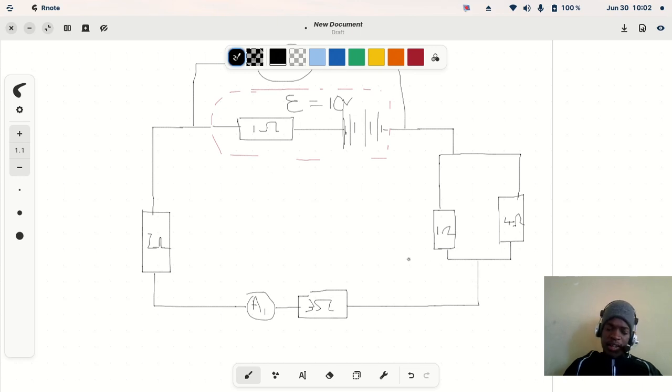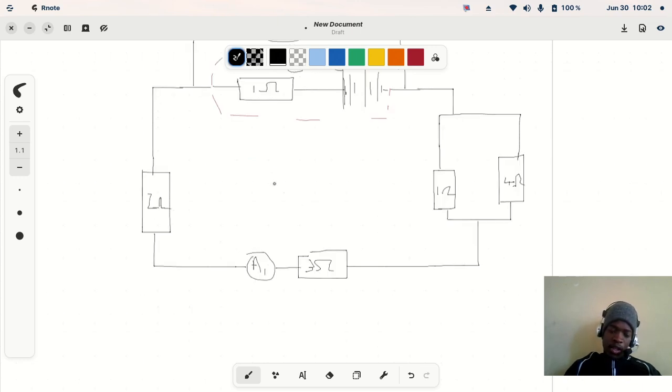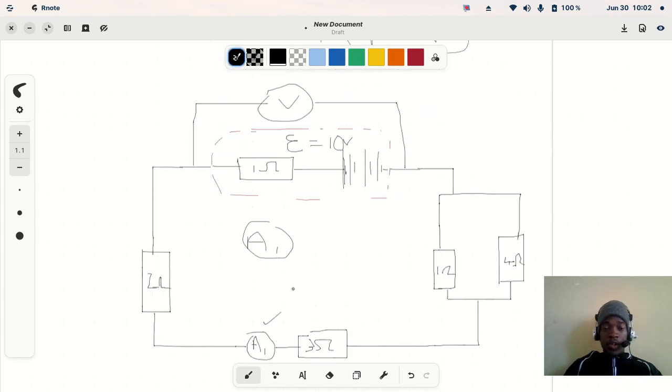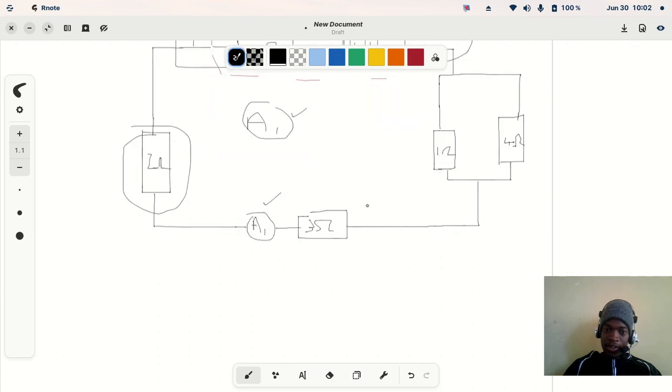Then out of this, let's calculate A1. Let's find out how much is A1. A1 is essentially that one. So how do we do this? Well, we can use our formula. What we do know is that A1 measures current. So the current across this is going to be the same as the current across this, and the same as the current across this, and the same as the current across that.